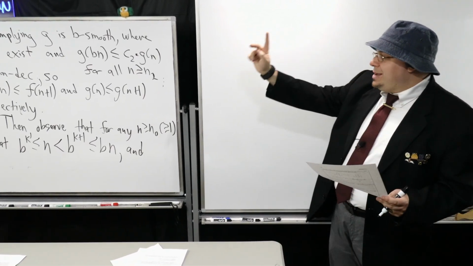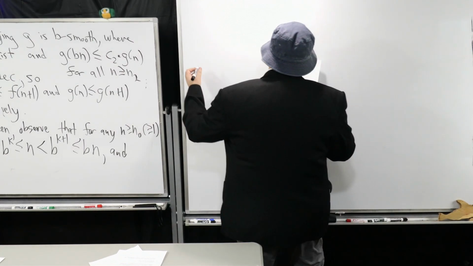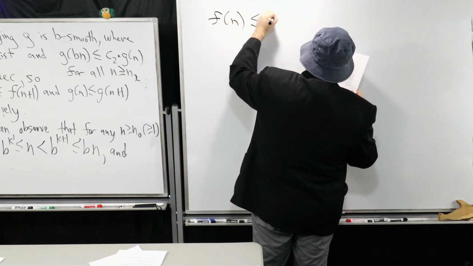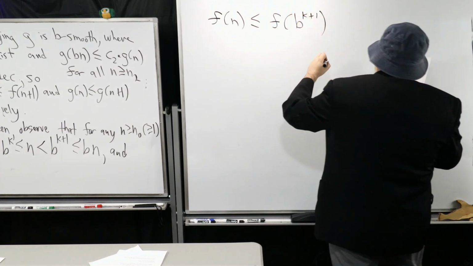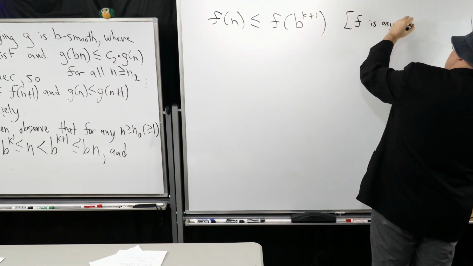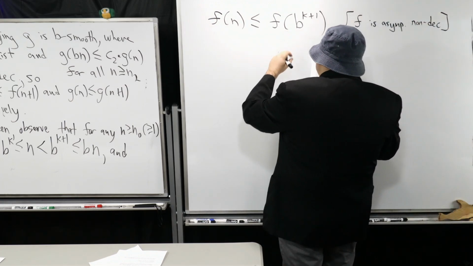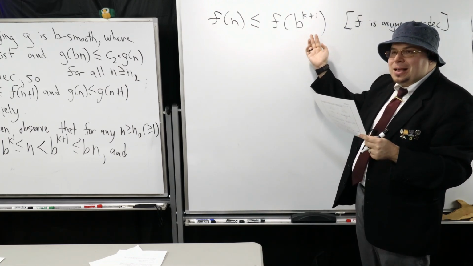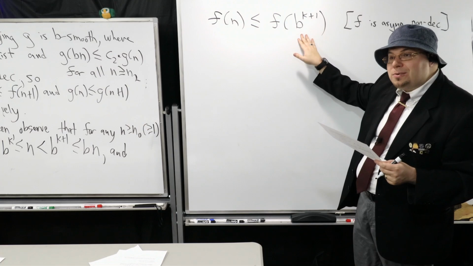So we have that we can sandwich n in between different powers of b, as follows. Now we know f of n is less than or equal to f of b to the k plus 1. This is because f is asymptotically non-decreasing. This we know. But this right here, remember, is a power of b. We have something that we can say about powers of b when n is a power of b.